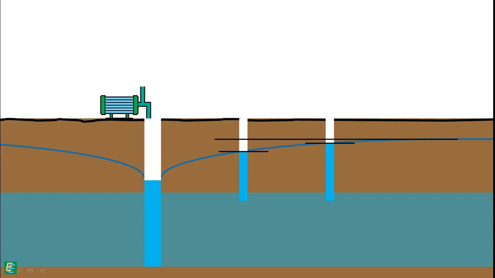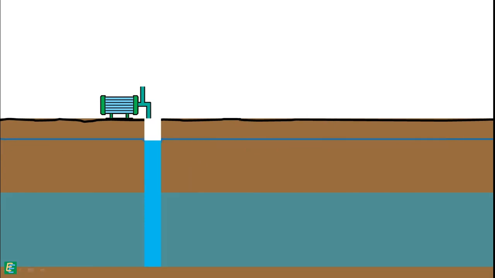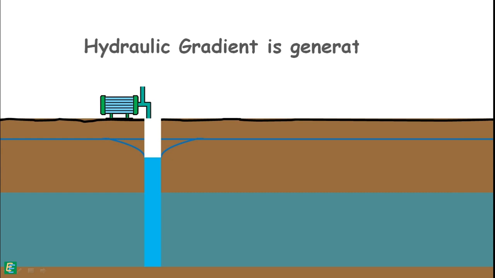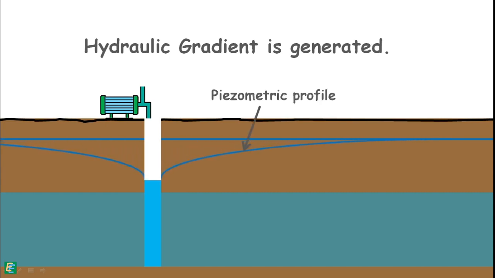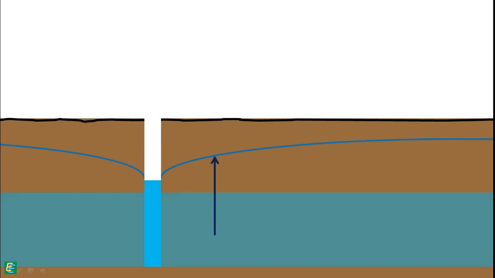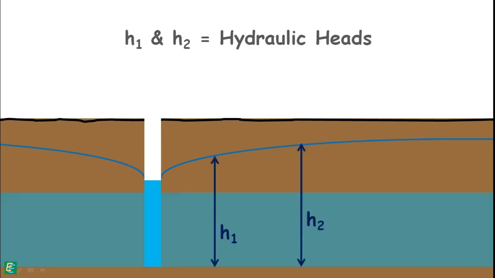the well. When the water is pumped out, a hydraulic gradient is formed inside the soil mass because of the piezometric profile generated. The height of the piezometric level at any point is the hydraulic energy or hydraulic head of the water at that point.